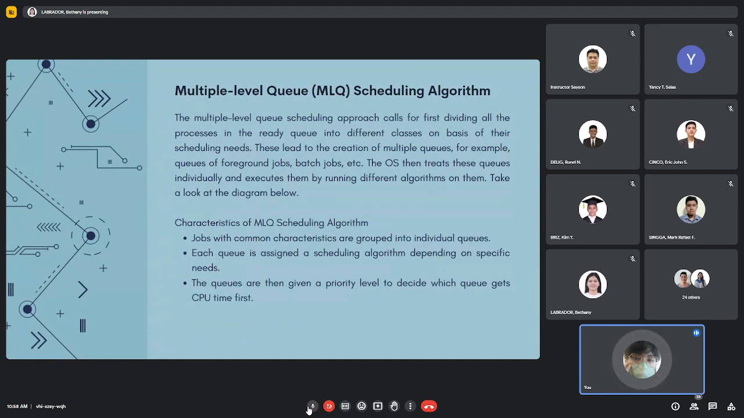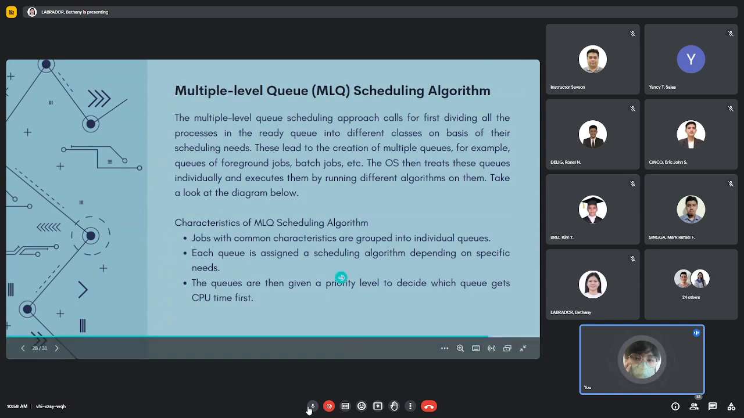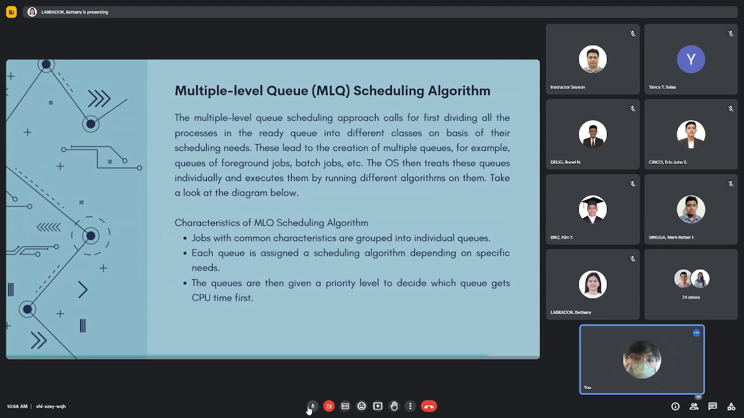So, multiple level queue scheduling algorithm, or in short MLQ. The multiple level queue scheduling approach calls for first dividing all the processes in the ready queue into different classes on the basis of their scheduling needs. This leads to the creation of multiple queues, for example, queues of foreground jobs, batch jobs, etc. The OS then treats these queues individually and executes them by running different algorithms in them.